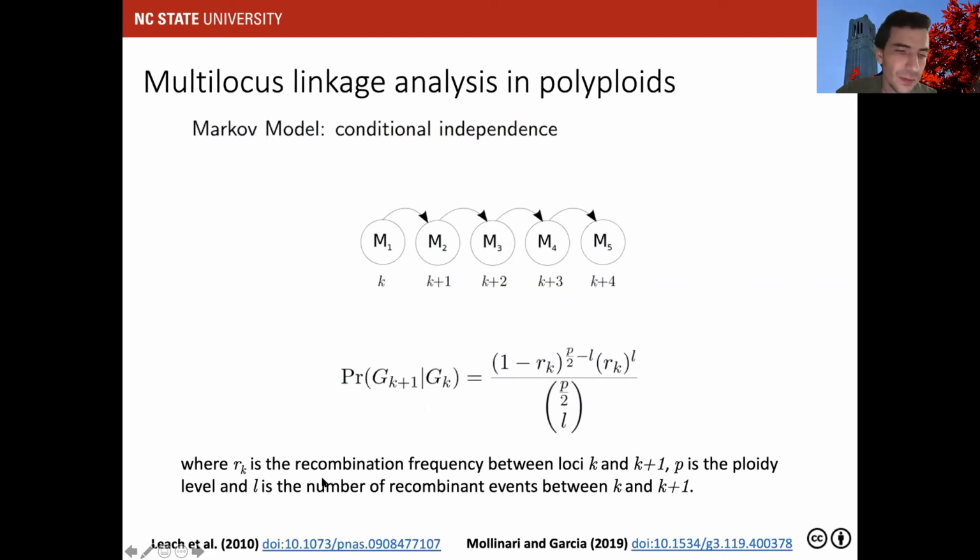And for any ploidy level with no double reduction and no preferential pairing, we have this formula here, okay? And this is very well explained, including double reduction, in this paper here. It's a very nice paper, and it is for tetraploids, and this is our paper we published expanding it for any ploidy level.